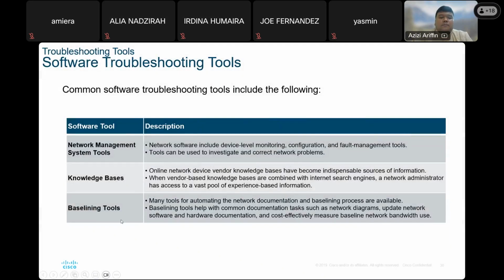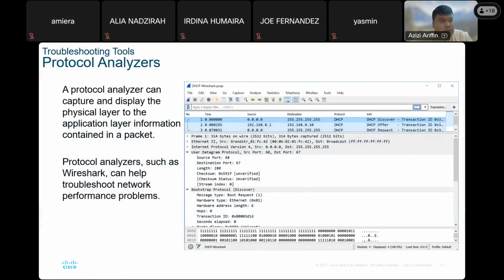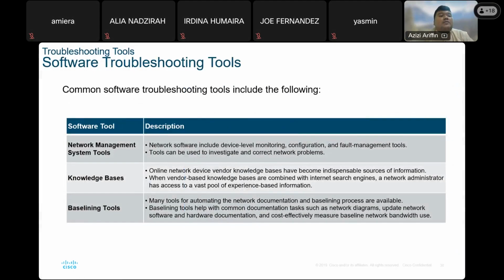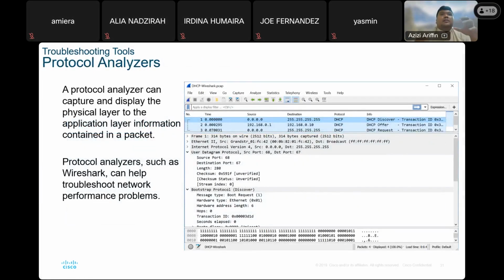And for baselining tools, I have mentioned earlier, one of the effective baselining tools is the network monitoring system, which can automatically collect all the baselining metrics or data. We can also use Wireshark. This is one of the network management system tools we can use to read the packets, so that we can know what is really happening at the packet level, whether there is an ICMP reply, or maybe there is an issue with how the router encapsulates the data. So we can use Wireshark, right?